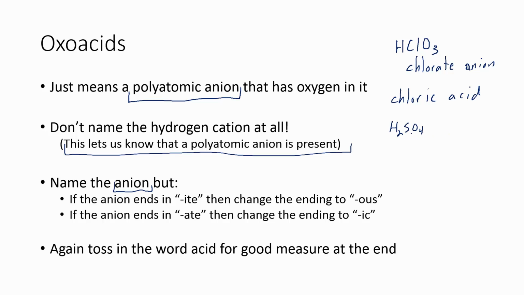So with H2SO4, we don't mention the hydrogen at all. Sulfate becomes sulfuric acid. Okay, and H2SO3 would be sulfurous acid. So sulfate, sulfuric, sulfite, sulfurous, etc.